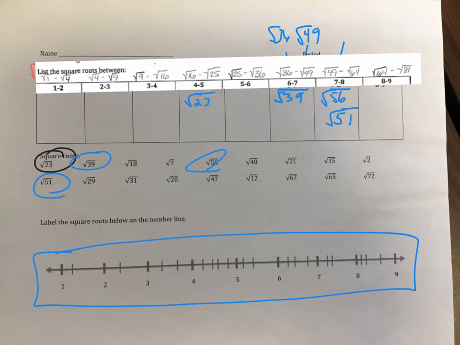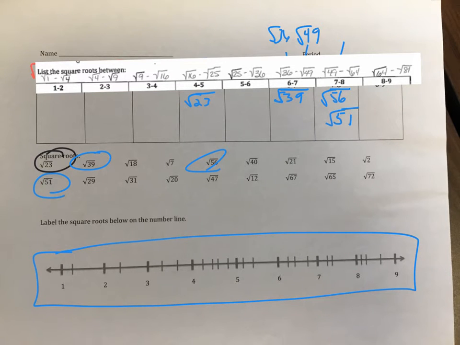Now then, I'm going to take these guys and put them here. Notice that they are between the numbers 7 and 8. Square root of 56 falls between the square root of 49 and 64. The square root of 51 falls between the square root of 49 and 64. But again, the square root of 49 is the number 7. The square root of 64 is the number 8. So these two, 56 and 51, are going to fall in here.